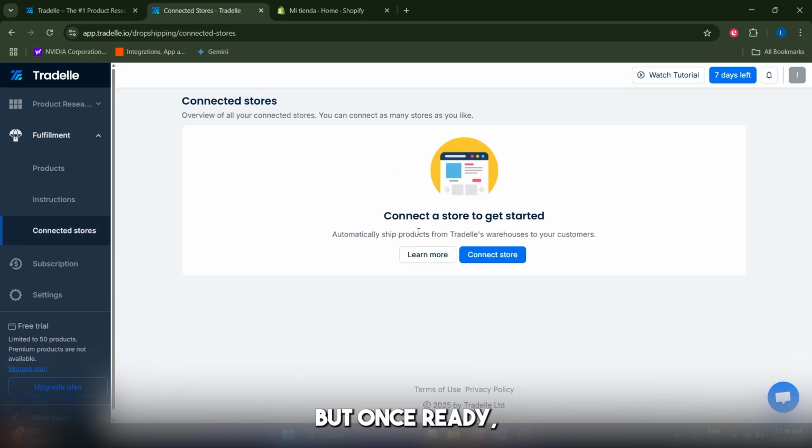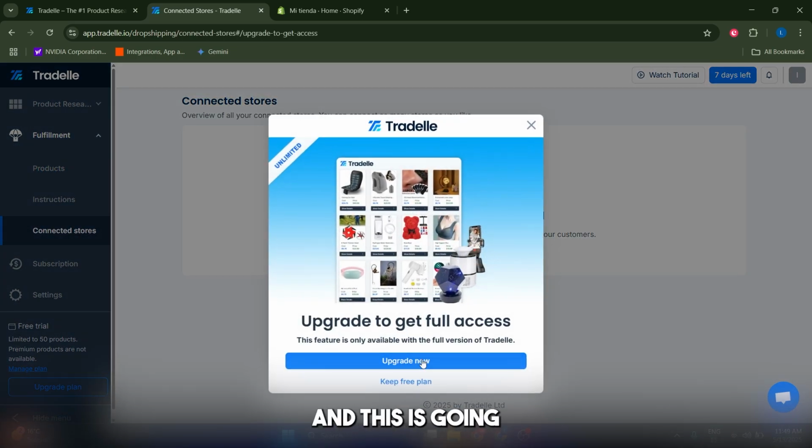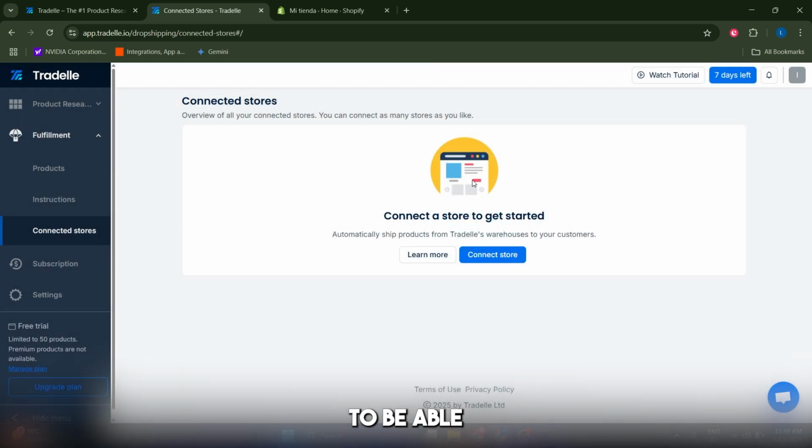So yeah, but once you're ready, just click on Connect Store and this is going to take you here and you're going to be able to connect your Shopify store using an external link, which is pretty easy and pretty self-explanatory. So yeah, and now both platforms, Tradelle and Shopify, will talk to each other seamlessly.